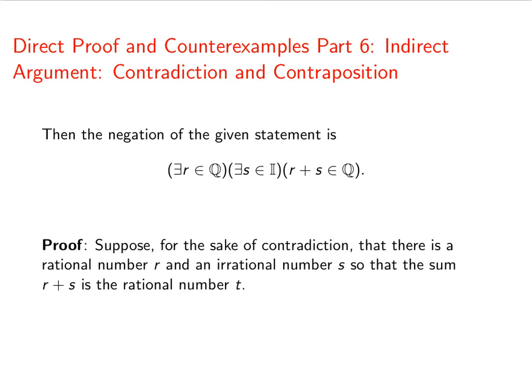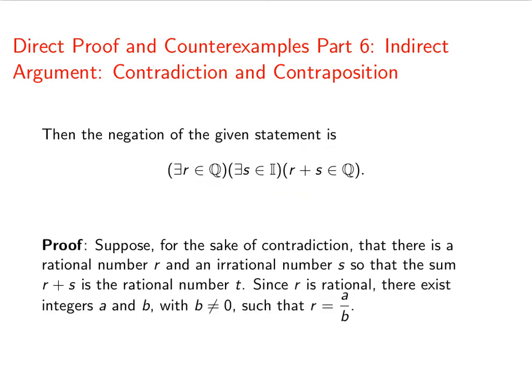All right, we're ready for the proof now. So let's suppose, for the sake of contradiction, that there is a rational number r and an irrational number s, so that the sum r plus s is a rational number, and we'll call it t. Note what we're doing. We're supposing the truth of the negation of the original sentence. We're going to use this now to arrive at an impossibility or an absurdity or a contradiction.